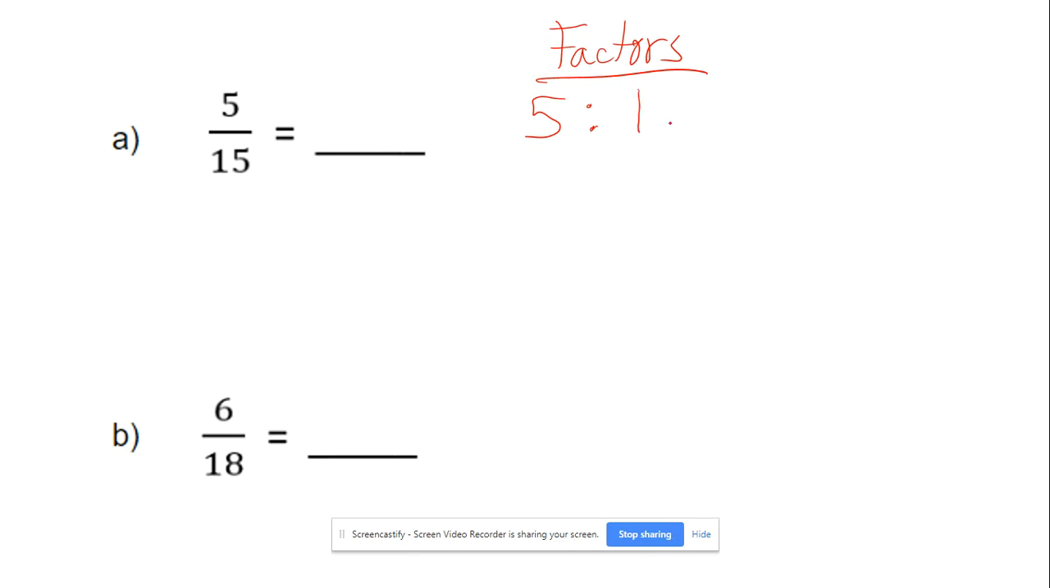I know that 1 times 5 equals 5. So I think those are the only two numbers we can multiply together to get 5. So these are our only two factors. Let's do the same for 15.